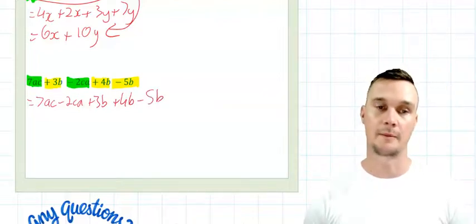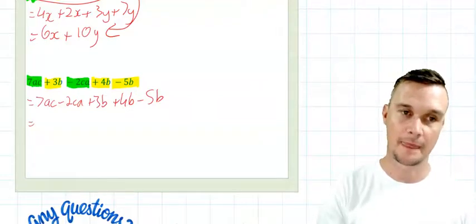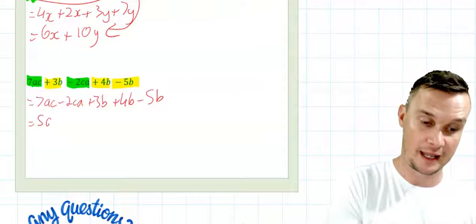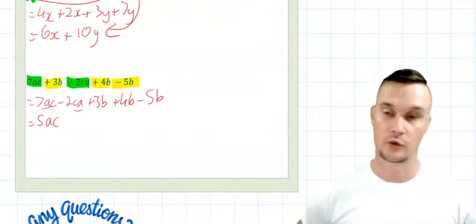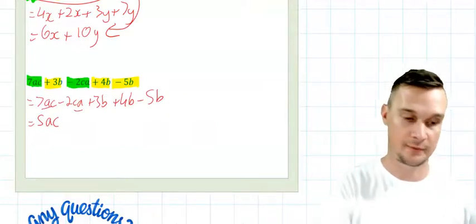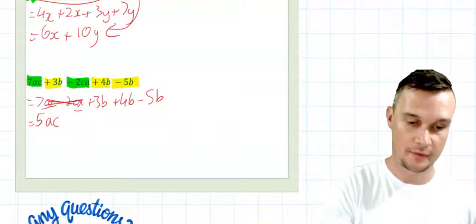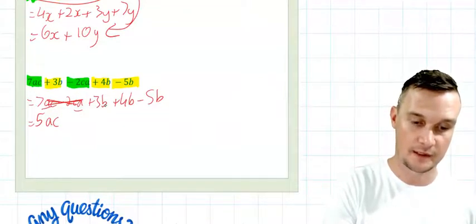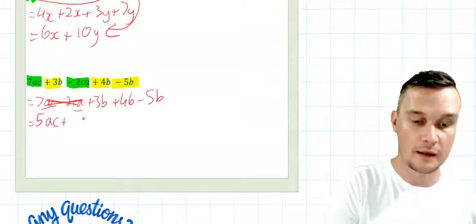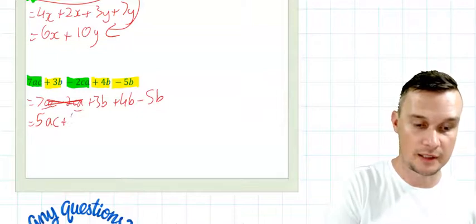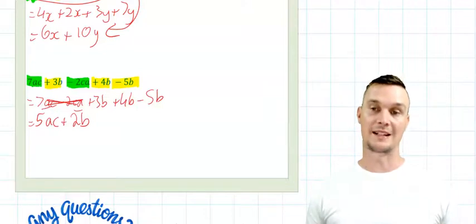Now I can combine them to make a simplified expression. I have 7ac minus 2ca. That will be 5ac. You can also write 5ca. It doesn't necessarily matter which order you put that in, but 5ac for the sake of this question. So 5ac because I've combined them. Now I have 3b plus 4b minus 5b. So I have 7b minus 5b, and 7b minus 5b is 2b. So now I've combined those together and created a simplified expression.